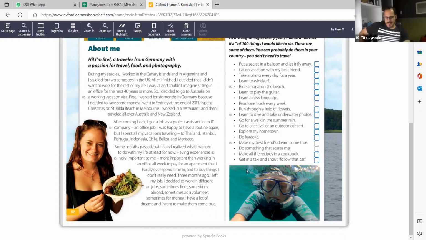So, the last one. Getting a taxi and shouting, follow that car. Would you? No. I would in New York. I would do it in New York. Jump in a taxi and be like, follow that car. And then the taxi driver will be like, follow the car. It's a Hollywood film.